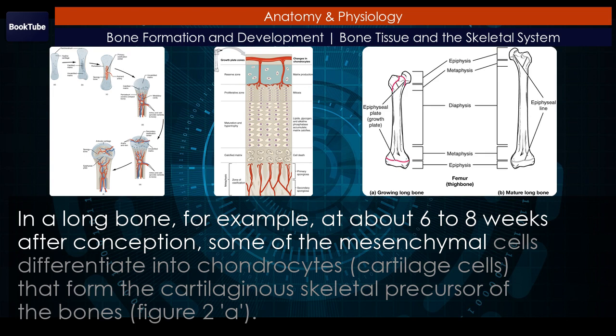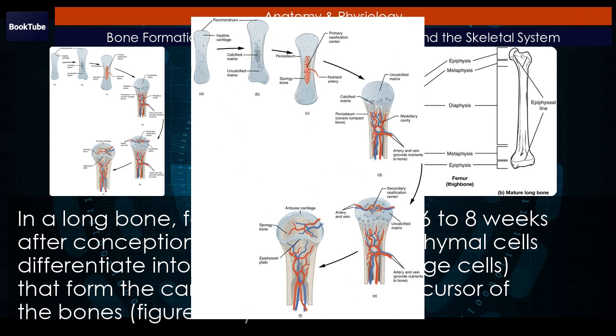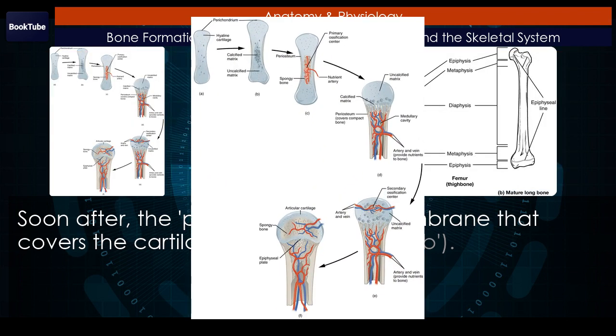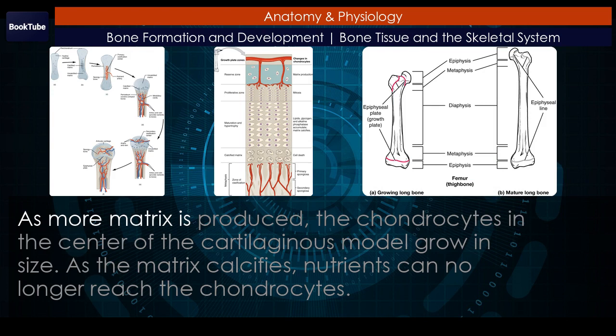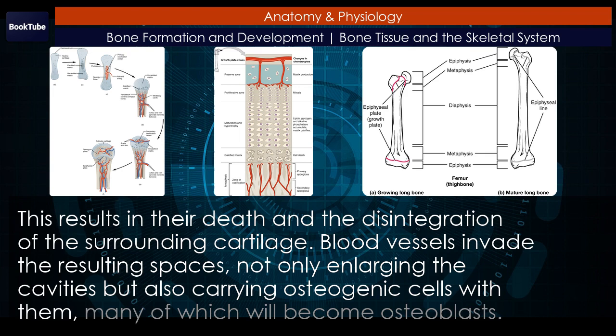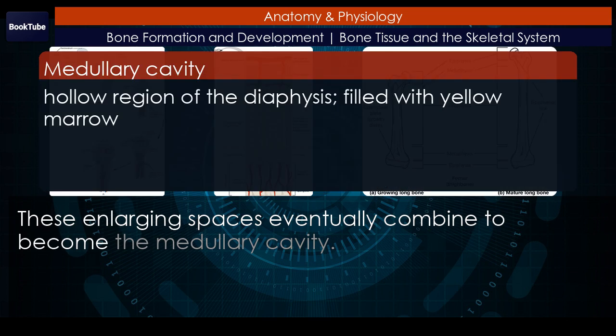cells differentiate into chondrocytes, cartilage cells, that form the cartilaginous skeletal precursor of the bones. Figure 2a. Soon after, the perichondrium, a membrane that covers the cartilage, appears. Figure 2b. As more matrix is produced, the chondrocytes in the center of the cartilaginous model grow in size. As the matrix calcifies, nutrients can no longer reach the chondrocytes. This results in their death and the disintegration of the surrounding cartilage. Blood vessels invade the resulting spaces, not only enlarging the cavities but also carrying osteogenic cells with them, many of which will become osteoblasts. These enlarging spaces eventually combine to become the medullary cavity.